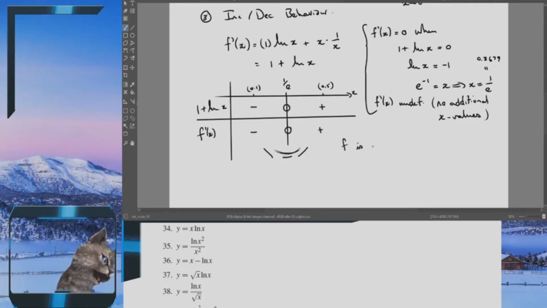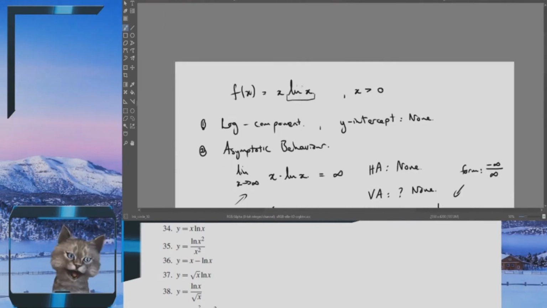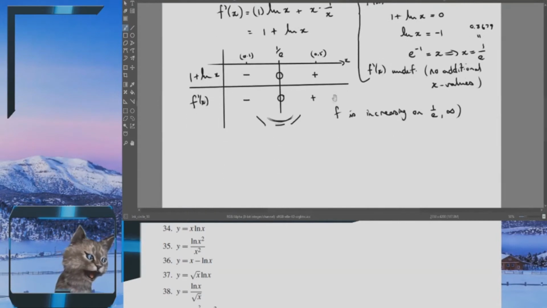We can write our sentences. F is increasing on 1 over e to infinity. Should I include 1 over e? Do I have a y value when I plug in 1 over e? Yes, I definitely do. And f is decreasing on negative infinity to 1 over e.